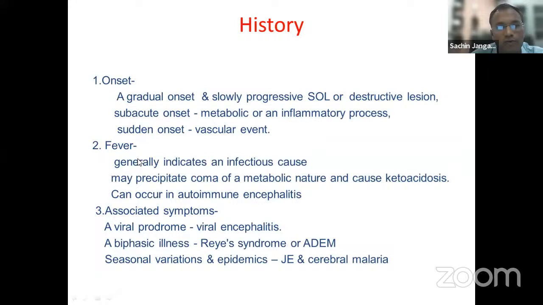Sometimes the fever may be the only precipitating cause for a metabolic underlying reason, such as diabetic ketoacidosis. Fever can also occur in atonic encephalitis. If you have some associated symptoms, such as a viral prodrome, then it will point towards viral encephalitis. If there is a history of biphasic illness, it may be Reye syndrome, like a patient who has come encephalopathic, slight improvement, and then again deteriorated. It can be autoimmune encephalitis also. If there is a seasonal variation, or an endemic area for JE or cerebral malaria, we have to think in terms of those disorders.